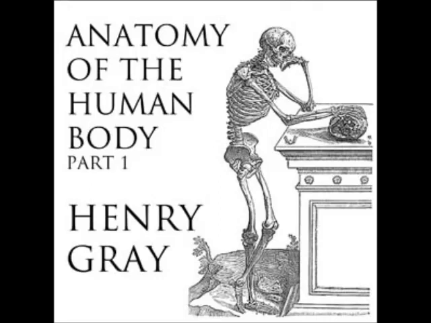Anatomy of the Human Body, Part 1, by Henry Gray. The Metatarsus. The metatarsus consists of five bones which are numbered from the medial side, ossa metatarsalia, 1 through 5. Each presents for examination a body and two extremities. Common characteristics of the metatarsal bones.